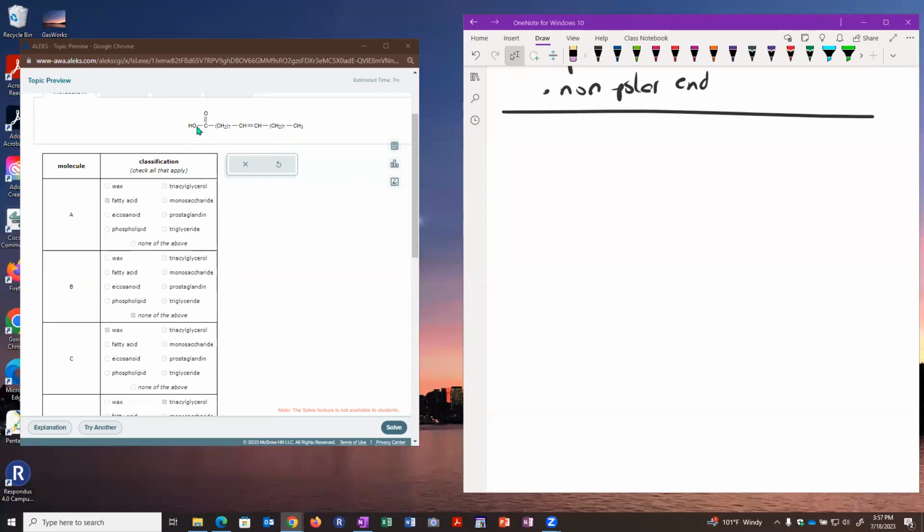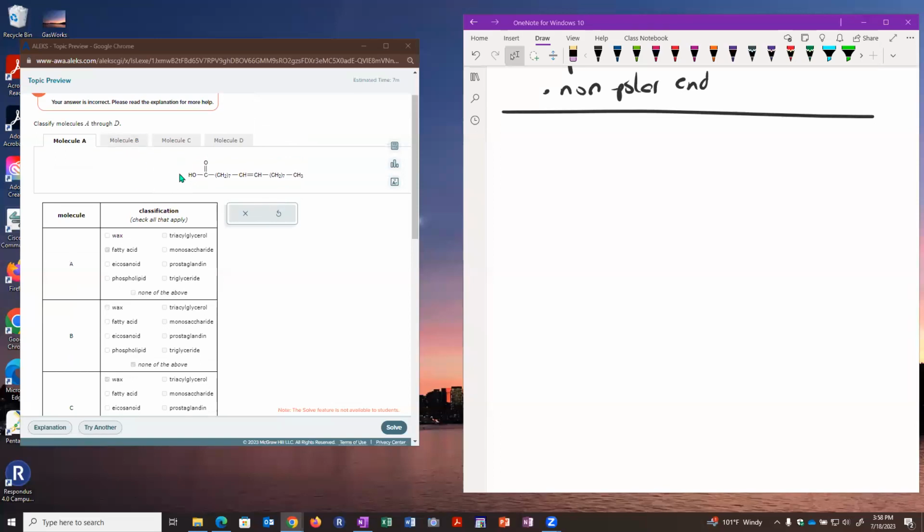So you'll notice there's a carboxylic acid side of it here, and it's made up of a long carbon chain. So this is a long carbon chain carboxylic acid. That by definition is a fatty acid, right? So A, this option is a fatty acid.